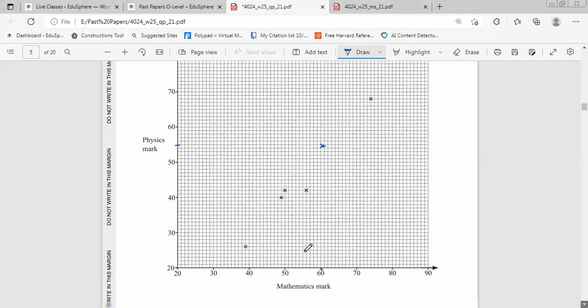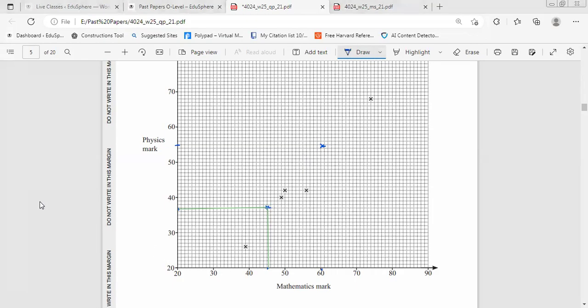The next point is given as, for 45 mathematics, the value of physics is 37. So 37 means 3 blocks before 40. So again, I'm putting a line to make sure of the exact value I'm going to plot. You can also use a ruler to decide which point you are going to draw. So then I'm going to draw it here. It will be this point.